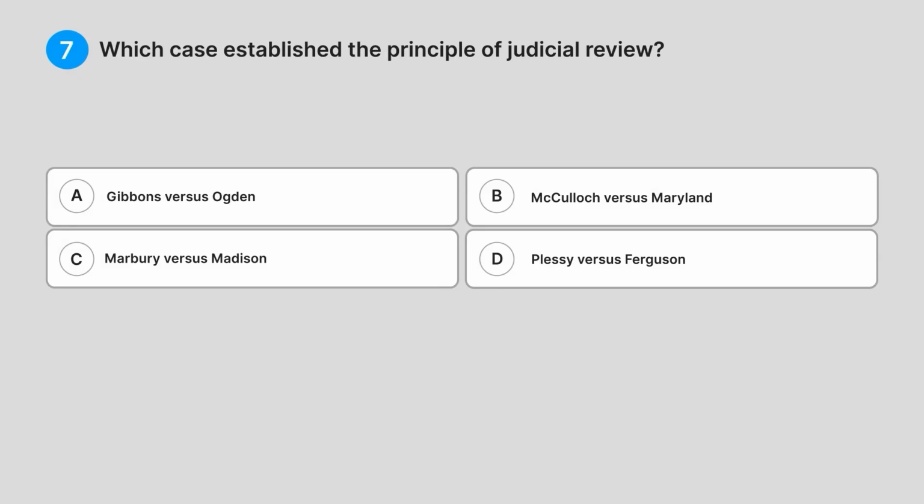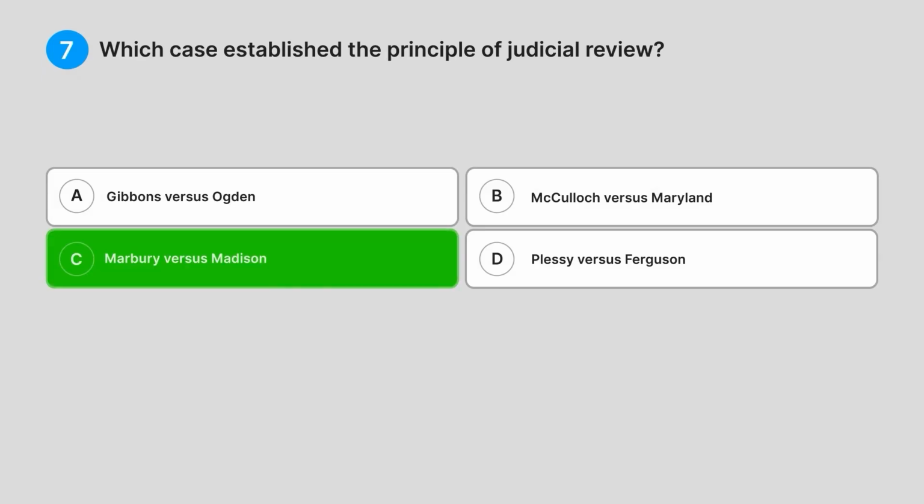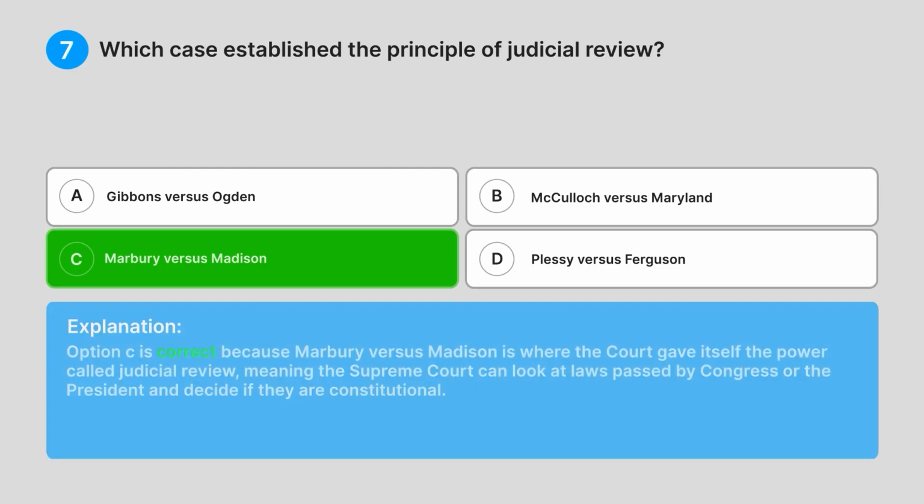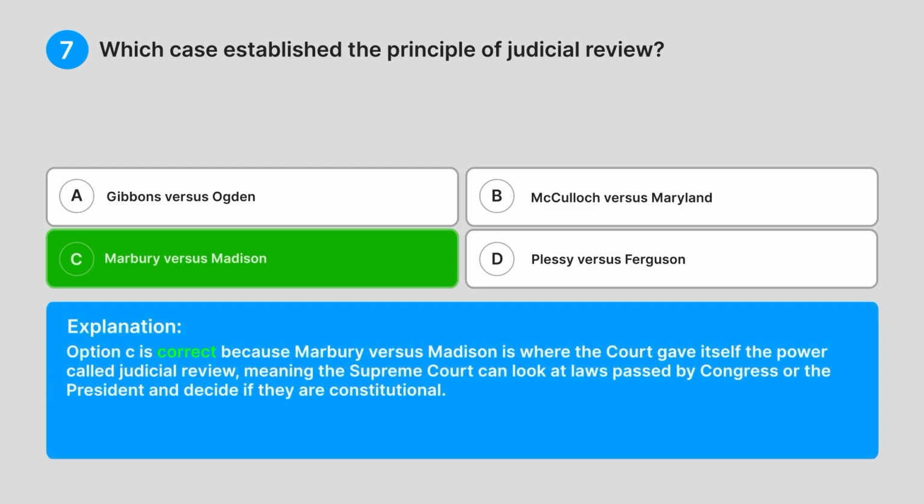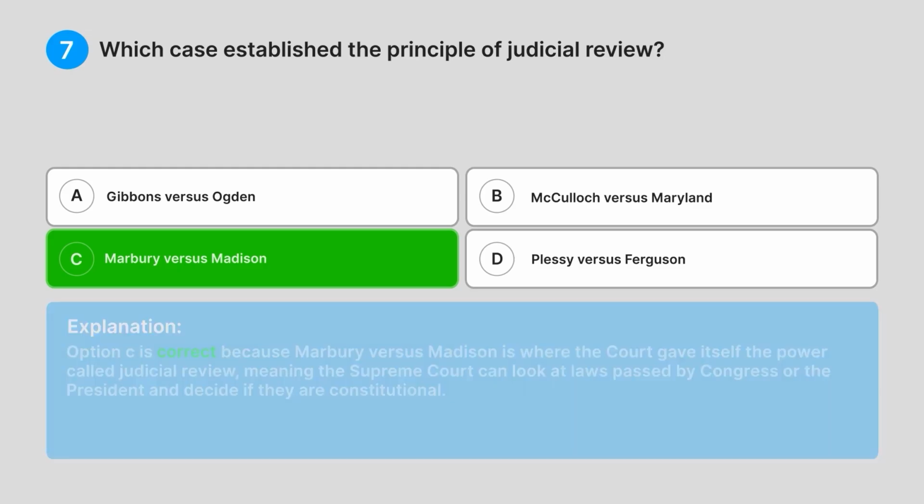Correct answer, C. Marbury versus Madison. Explanation. Option C is correct because Marbury versus Madison is where the court gave itself the power called judicial review, meaning the Supreme Court can look at laws passed by Congress or the President and decide if they are constitutional.